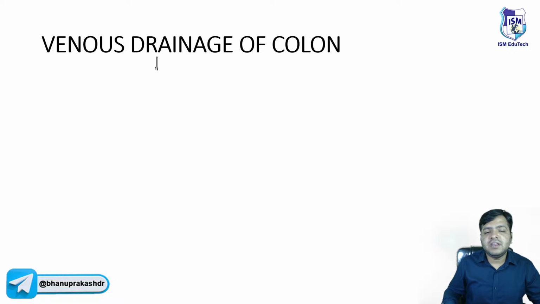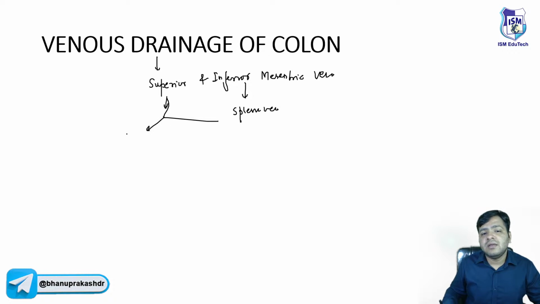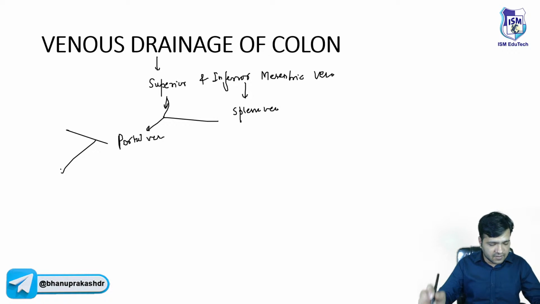Venous drainage, remember beta, is by the superior and inferior mesenteric veins. The superior mesenteric vein and the splenic vein, which you already know, combine to form the portal vein, and the inferior mesenteric vein drains into the splenic vein. The portal vein will again divide into the right and left branches, which you already know.